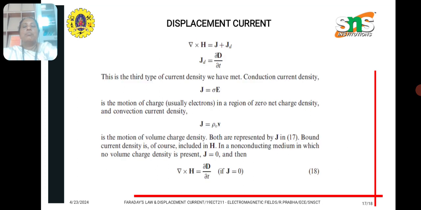And this displacement current density J_D can be written as dou D by dou t. But we know that the current density J is equal to sigma into E. And also with respect to charge density, we can write the current density J is equal to rho v into V. So by concluding everything, we can write del cross H is equal to dou D by dou t, since J is equal to 0 for a non-conducting medium like air.